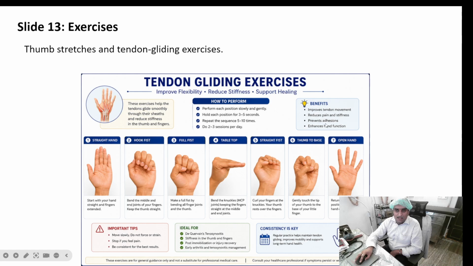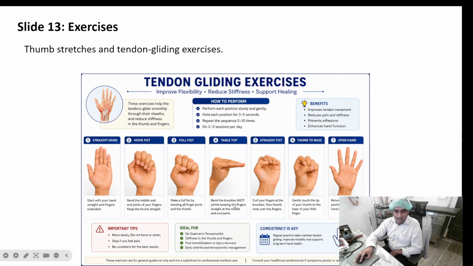What are the benefits you can see? Improves tendon movement, reduces pain and stiffness, prevents adhesions, enhances hand function. So this is the straight hand. Start with your hand straight and fingers extended. Bend the middle and the end joints of your fingers. Keep the thumb straight. Make a full fist by bending all fingers and the thumb.